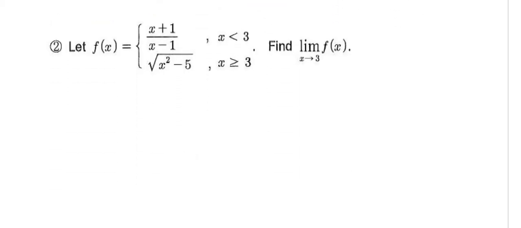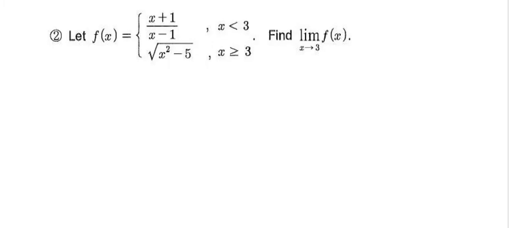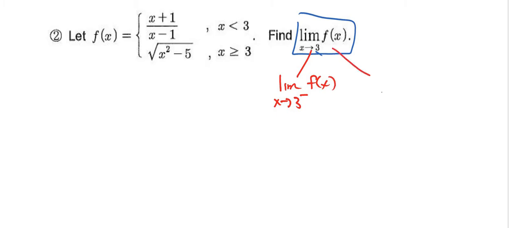Question number 2, another piecewise function. This time I have a rational function for the first part and a square root function here with a parabola inside. The question is, I need to find the limit of f of x when x approaches 3. To solve this kind of problem, I need to evaluate the limit of f of x as x approaches 3 from the left-hand side, and I need to find the limit as x approaches 3 from the right-hand side.